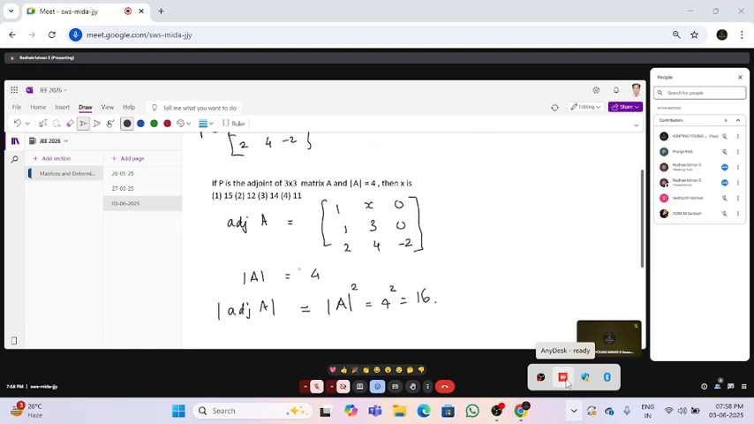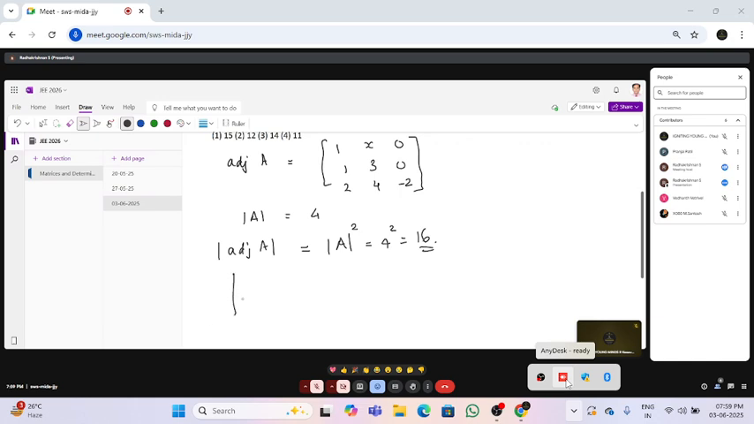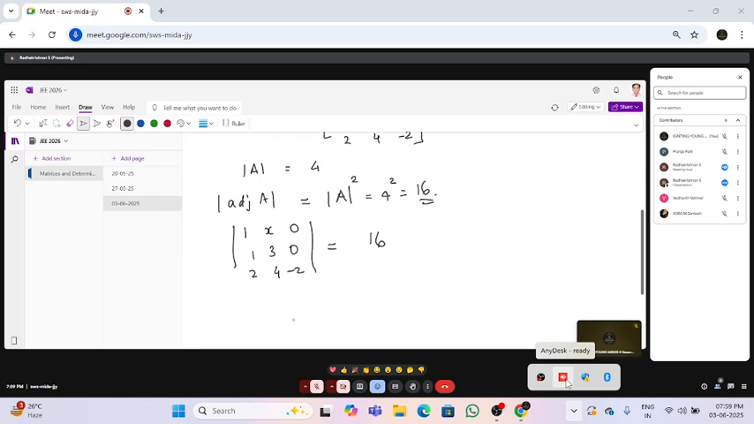Now, here is a matrix whose determinant value is given. So you can try to write down the determinant of this matrix in terms of x, so that we can equate it to 16 and solve for x. Determinant of 1, x, 0; 1, 3, 0; 2, 4, minus 2 equals 16. This is what is given.